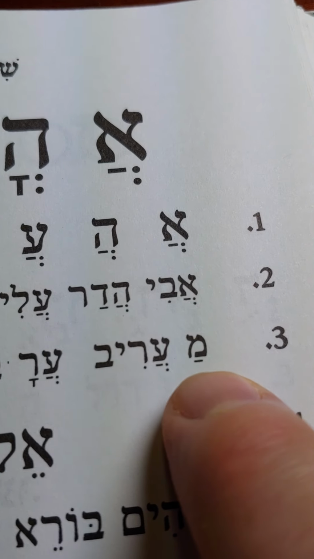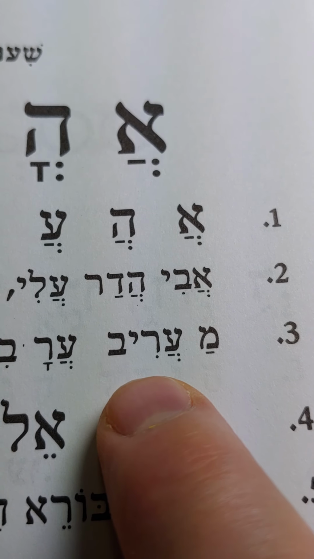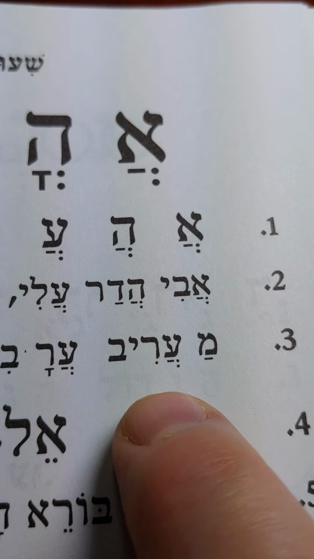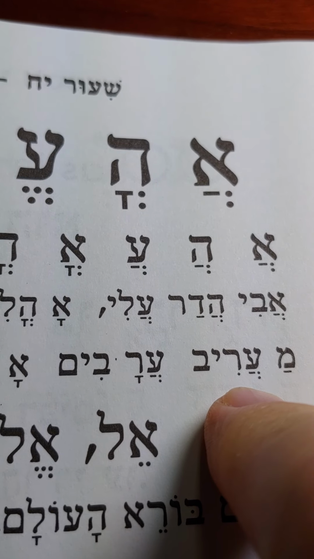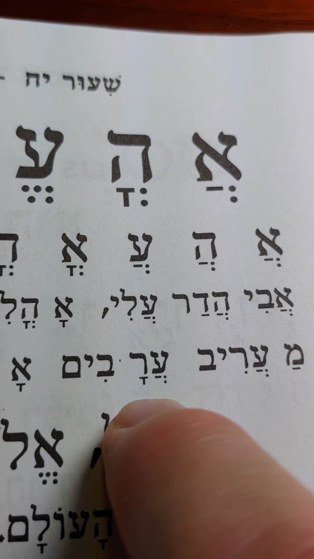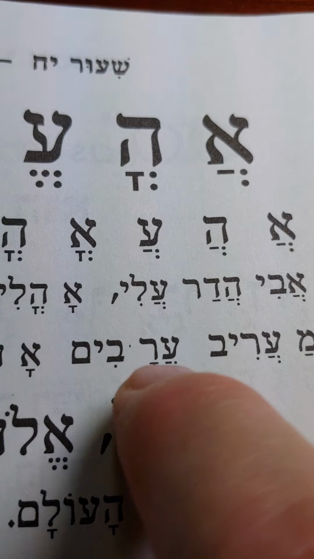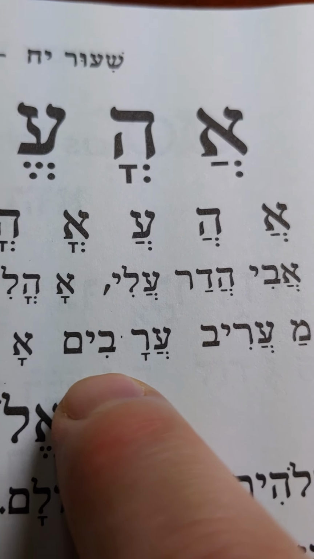Line 3. Ma'ariv. That's the evening service. Ma'ariv, the evening service. Or in Hungary they say Mayruv, Ma'ariv. Aravim.